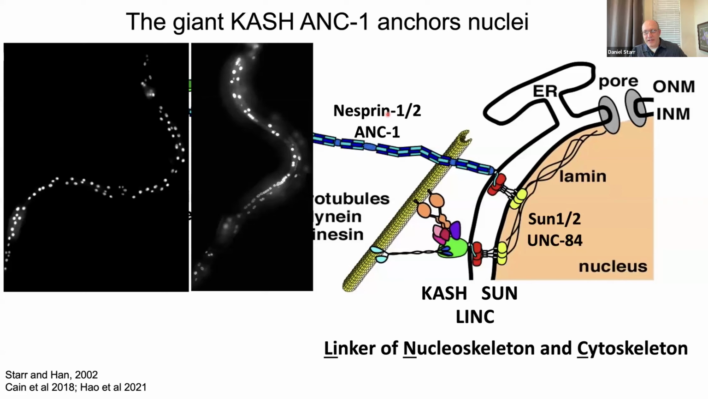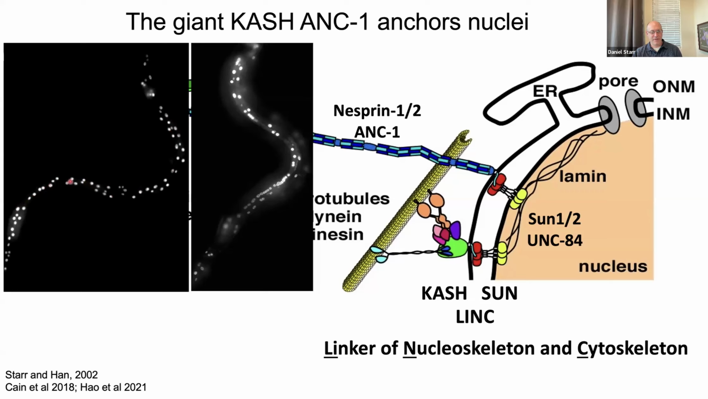So we've been interested in this giant KASH protein, ANC-1, through its role in positioning nuclei, and as was mentioned in the introduction, primarily in C. elegans. And so this is a C. elegans worm, and there's a GFP in the nucleus of the skin cell, the hypodermis. And the hypodermis of the worm is a syncytium. So there's about 140 nuclei in this syncytium, all lit up here in GFP.